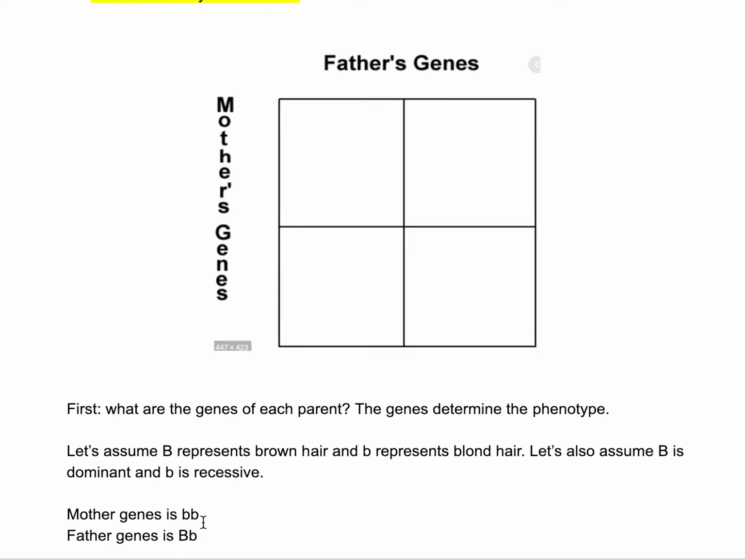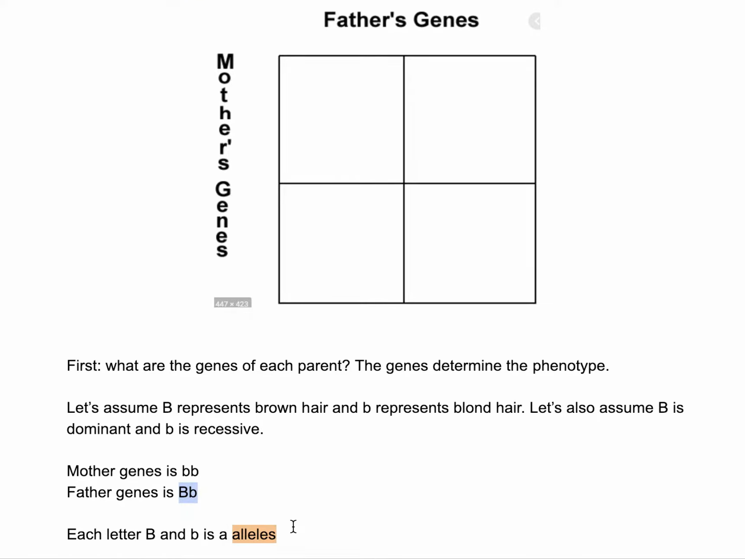Mom got her genes lowercase b from her mom and dad, one from each. And father also got his genes, uppercase B, lowercase b, one from each of his parents, mom and dad. Each letter, uppercase B and lowercase b, is called an allele.